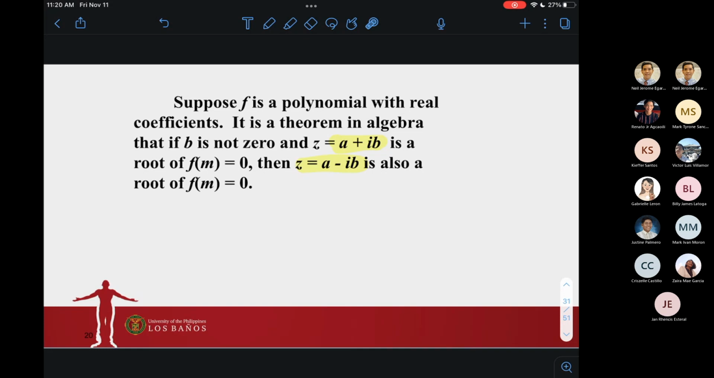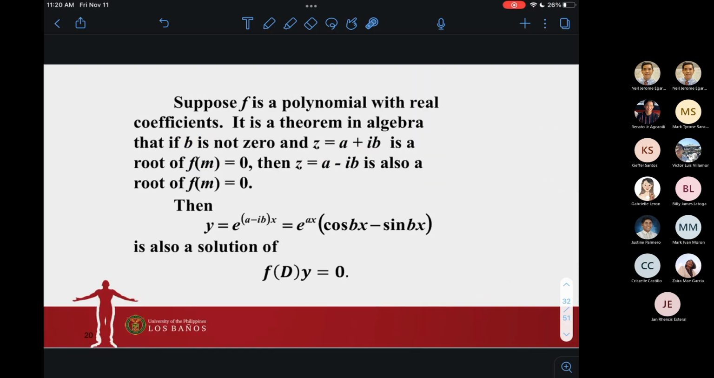And sabi ng theorem natin dito, o ng remark na to, kapag kasi z ay root ng auxiliary polynomial, then yung conjugate niya ay root din ng auxiliary polynomial. Because again, complex roots always come in pairs. Okay? So pagka si a plus ib ay solution ng auxiliary equation, so si a minus ib ay solution din. Hindi siya magpapatalo. Alright? So ibig sabihin, pag nakahanap ka ng isang complex root, automatically dalawa yung nahahanap mo, yung si z at saka yung complex conjugate niya.